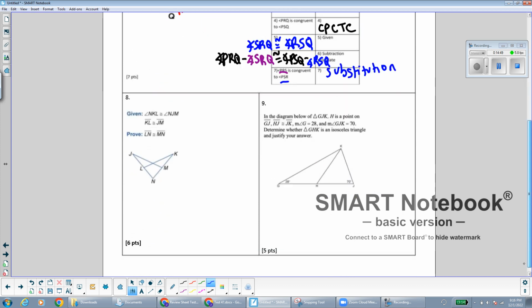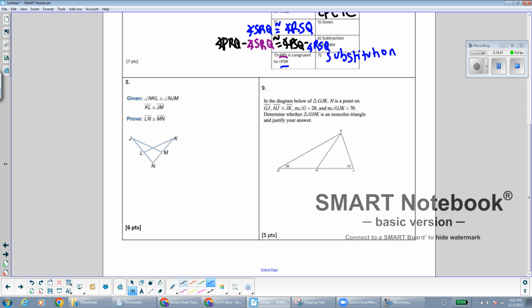Moving along, angle NKL is congruent to angle NJM. KL is congruent to JM. And we need to prove that LN is congruent to MN.